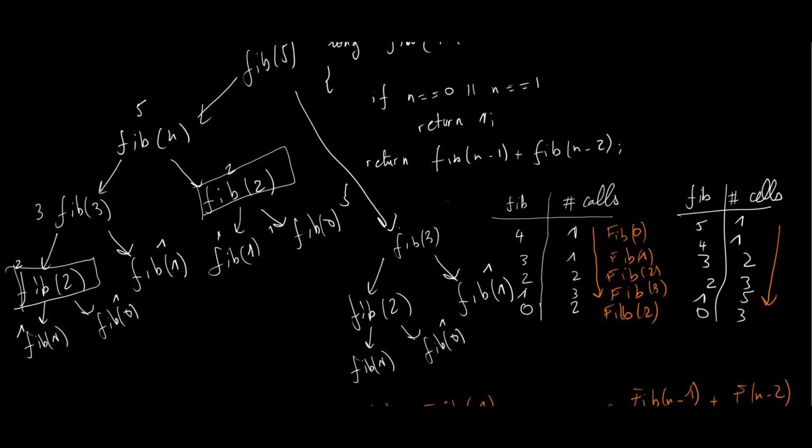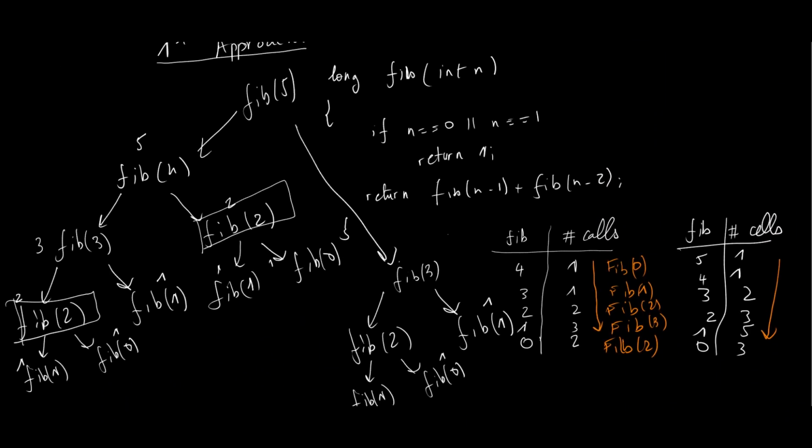If we go back to the tree we drew here, we saw that we calculated some things over and over again. So we calculated fib of 3 here, and we calculated it again here, and the same goes for fib of 2, 3 times. So basically it will be nice to avoid recalculating all of this. And if we manage to do so, this tree will get reduced very much.